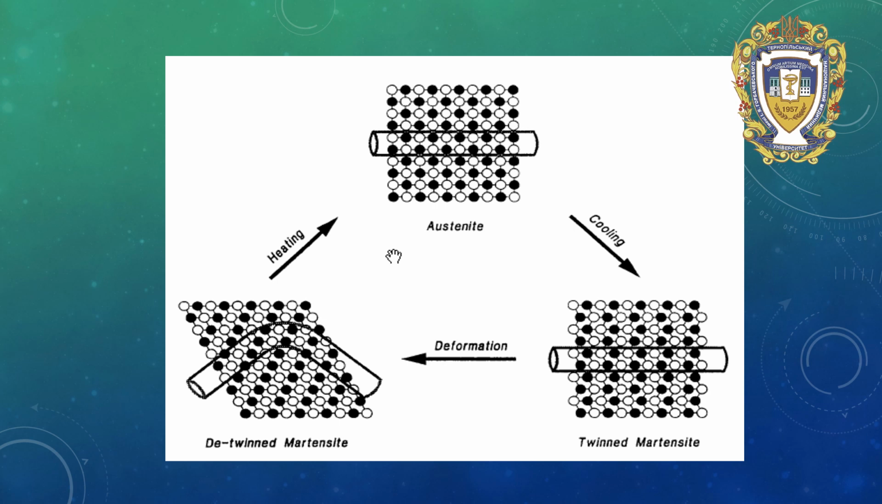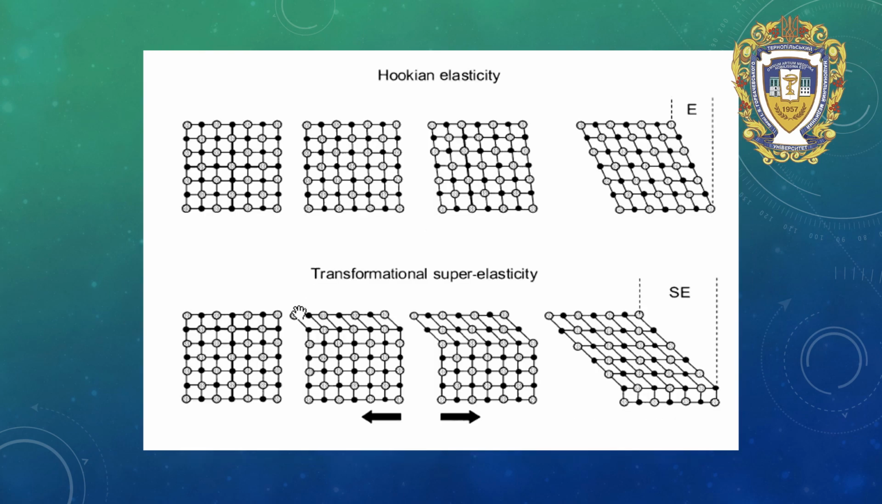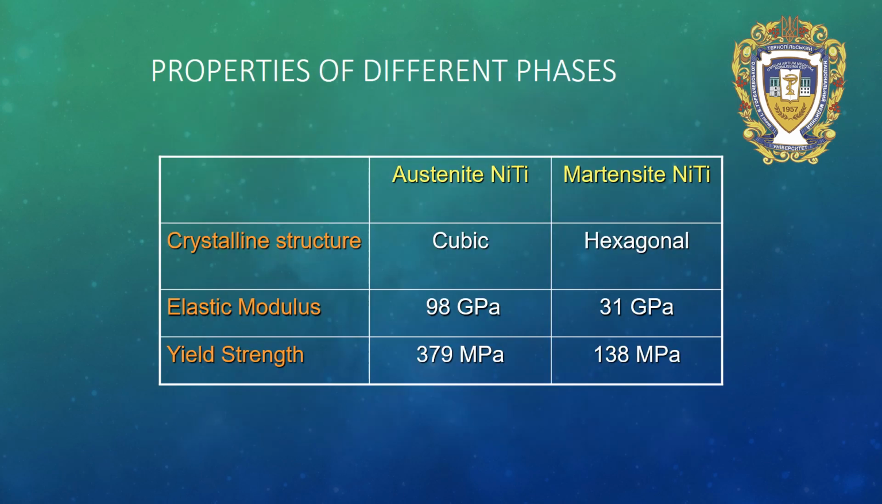Heating, cooling, deformation. The same processes. This table shows properties of different phases. Austenite has a cubic crystalline structure. Martensite is hexagonal.